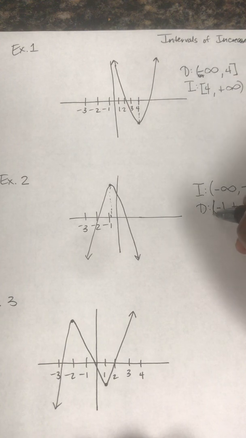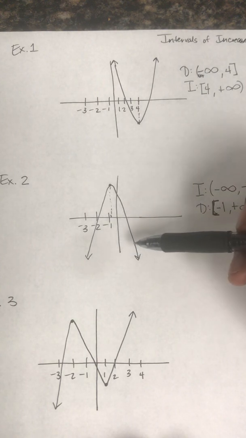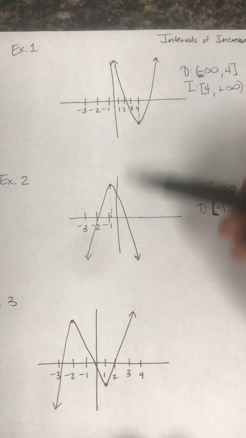And see, I just made a mistake myself when I was talking about brackets and parentheses. Okay? So for this interval of increase and decrease, the interval of increase is negative infinity, comma, negative 1. Decrease is negative 1, positive infinity. And again, it depends on the shape of the graph. Okay? So these are with quadratics.